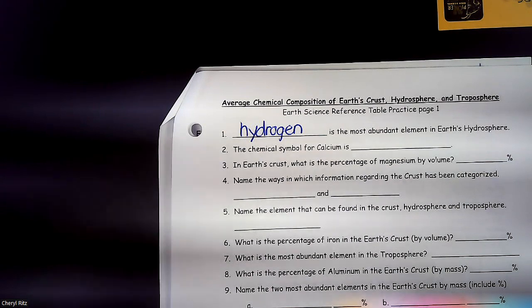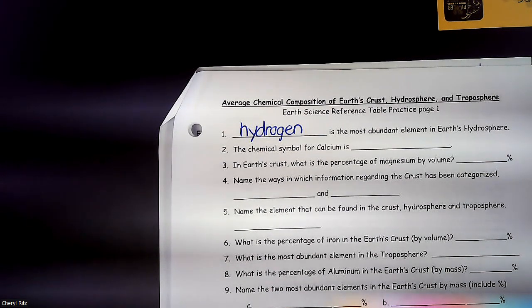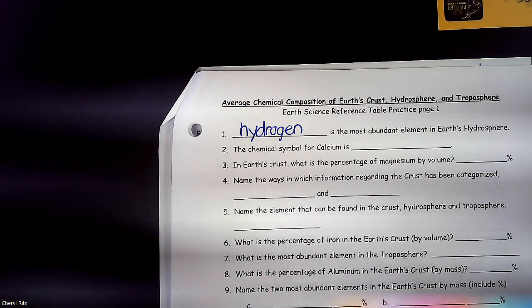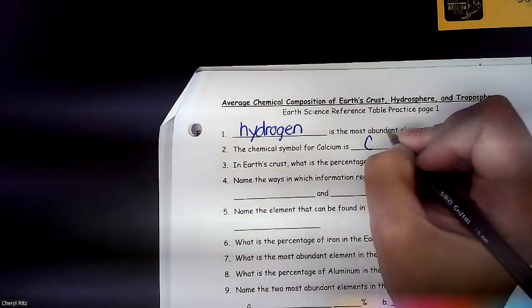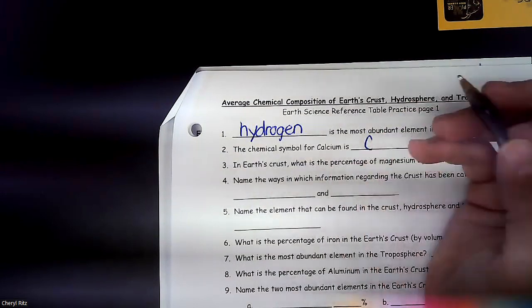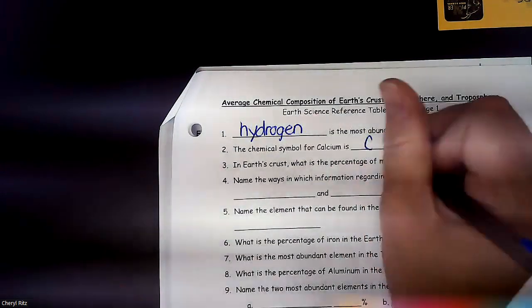Let's start with you in the back. Alex, chemical symbol for calcium. Yep. So, sorry, wrong, Alex. It's all right. You're both in the back. He's just way in the back.